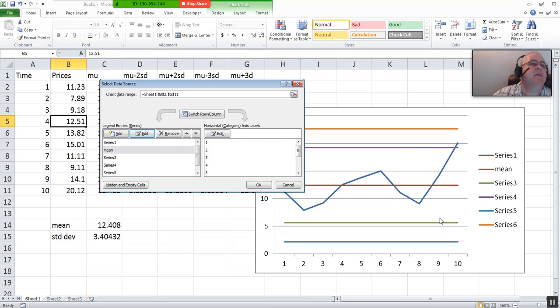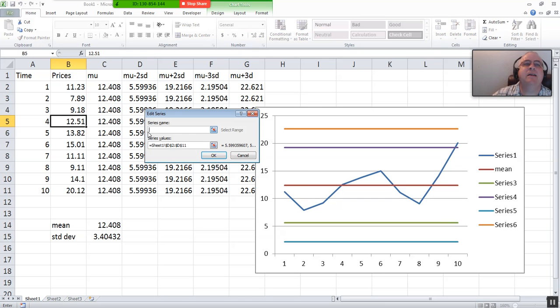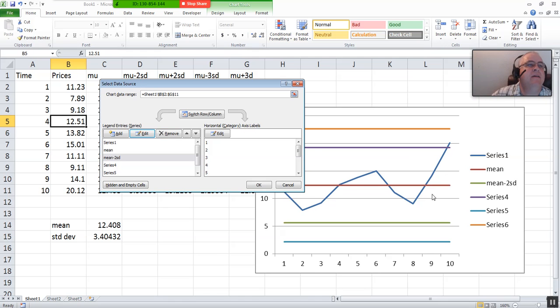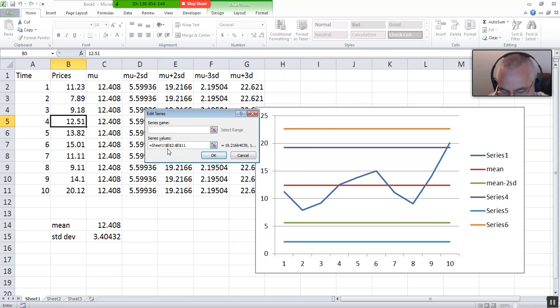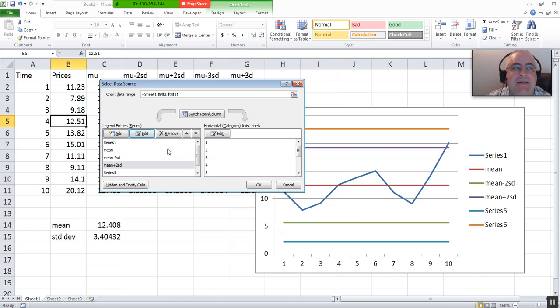Now the green is series 3. I can edit that, and I can say mean -2 standard deviations. And what's that, purple? I think it is series 4. And I can do an edit, and I can do mean +2 standard deviations. You know, this all depends on what version of Excel you have, of course.